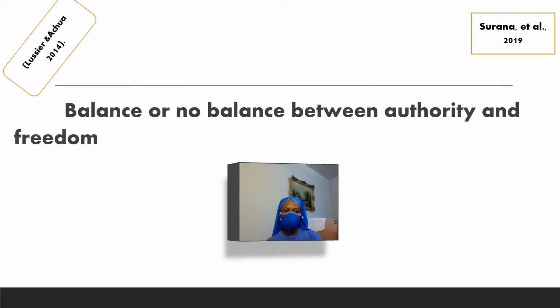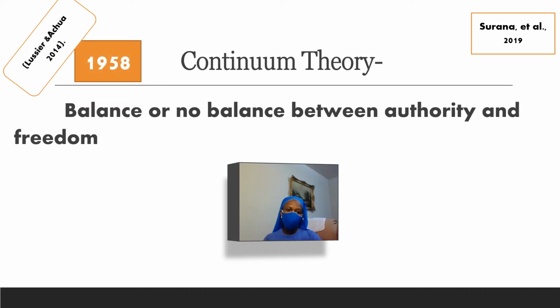Next, we have the continuum theory. So according to Lisa and Chua, Robert Tannenbaum and Warren Schmidt developed a contingency theory in the 1950s, particularly 1958, and it did not come into practice until 1973. They stated that leadership behavior is on a continuum from boss-centered to follower-centered.